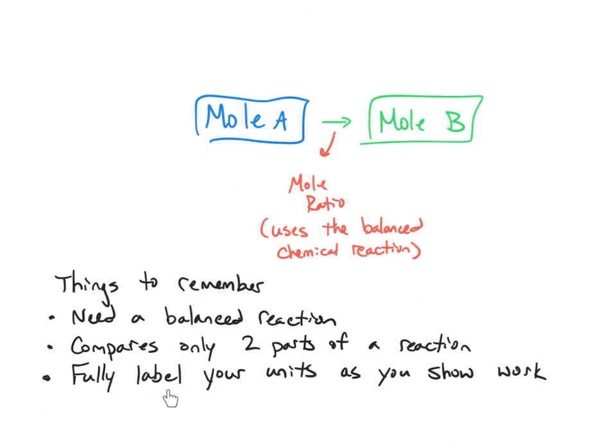Finally, it's important to fully label your units when you're showing your work. Don't just write moles, but write moles of what? If it's a compound, write the compound's name. If it's an individual atom, just write out the atom symbol. But fully means not just the unit, but also the unit of what? Moles of sodium, moles of potassium chloride, moles of carbon tetrachloride. Whatever it is, fully label it. And also fully label your answer as well, moles of substance.